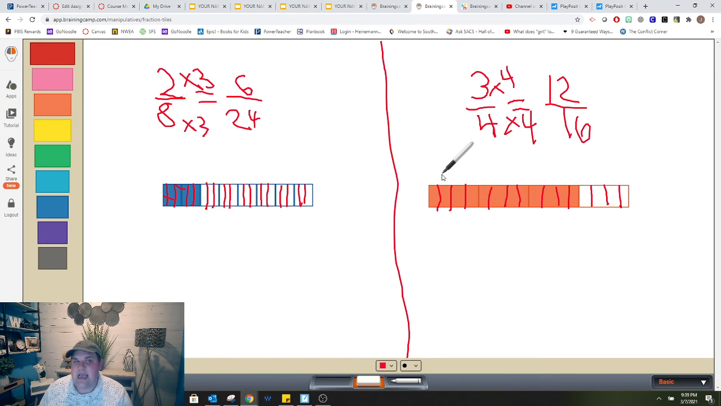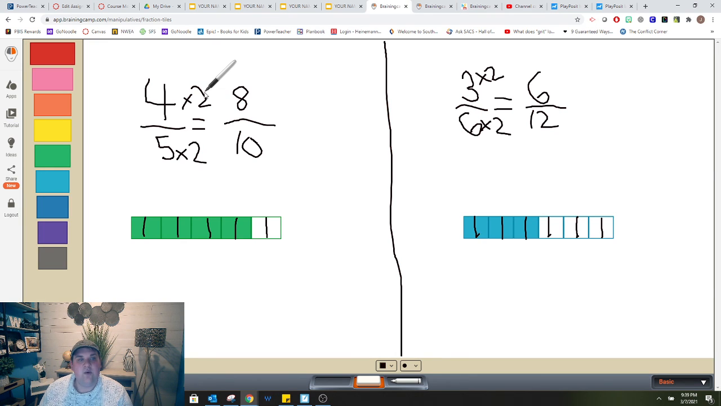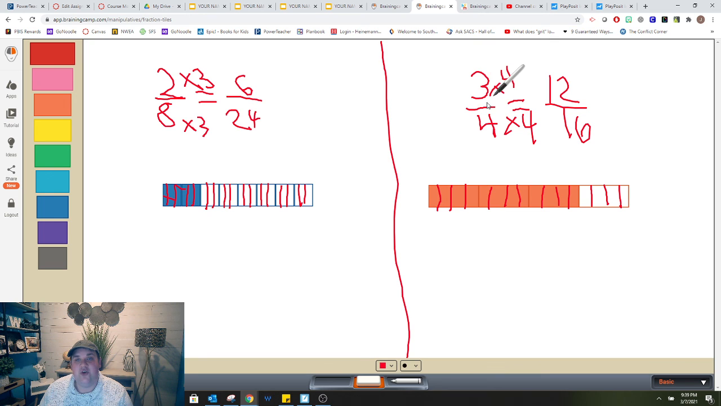So I hope what you're seeing here is that when you multiply the numerator and the denominator by the same amount, we did the same amount here, 4 and 4, and that made an equivalent fraction. Here we multiplied by the same amount, 3 and 3, and it made an equivalent fraction. Over here we multiplied by 2 and 2. It made an equivalent fraction. I hope you're seeing that if you multiply the numerator and denominator by the same amount, you're going to find an equivalent fraction. Now you'll get to explore and practice more with this when you go to independent practice.